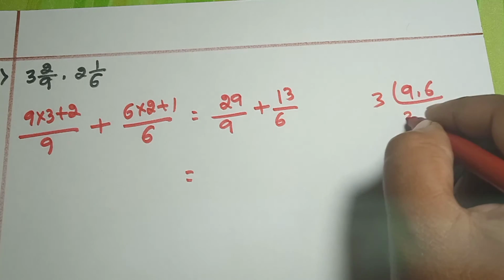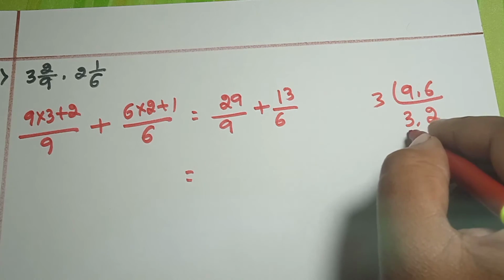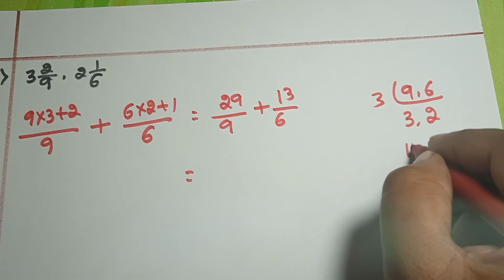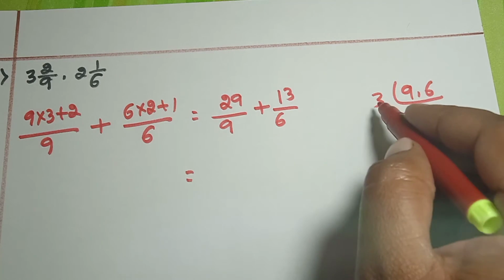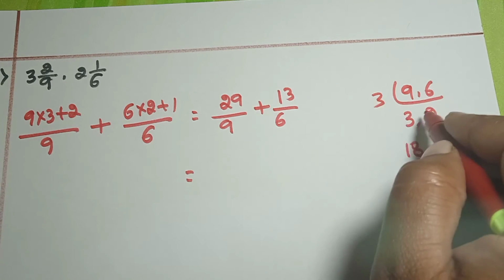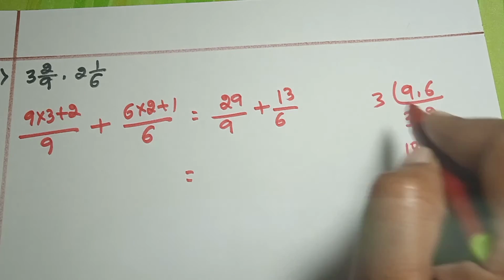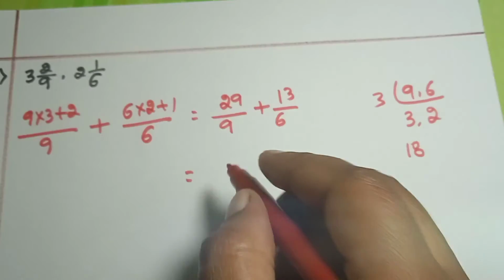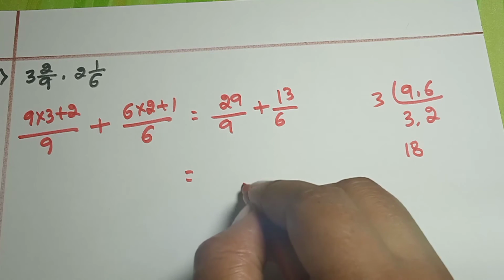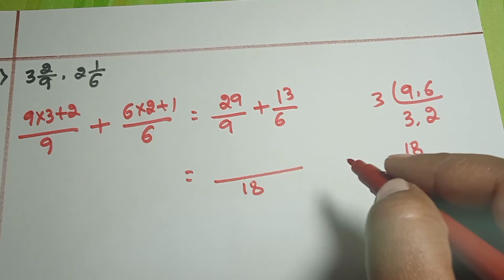That is 3 3s are 9, 3 2s are 6. 6 3s are 18. Okay, 3 3s are 9, 9 2s are 18. Here also possible. Okay, 2 3s are 6, 6 3s are 18. LCM how much, children, here? 18. Okay, 18 is the LCM. Then what we should do now?